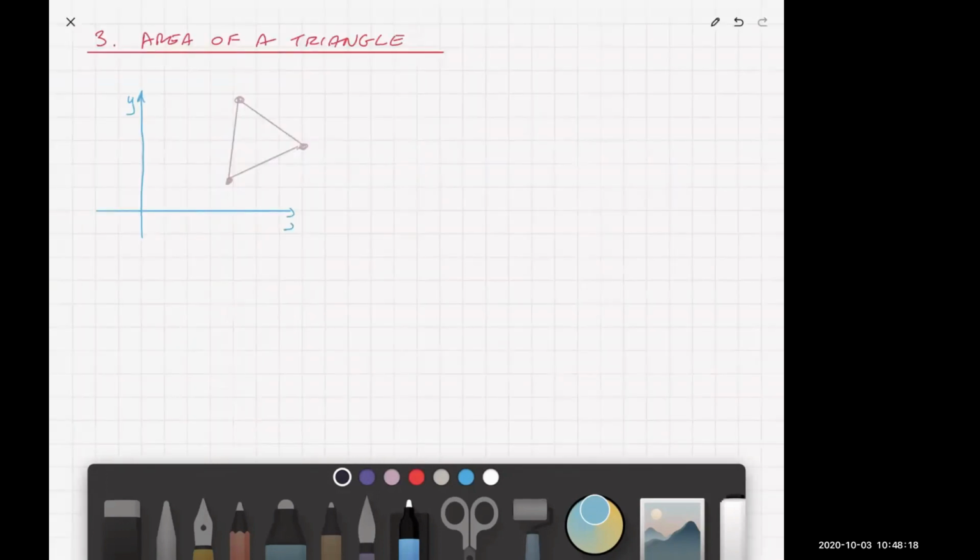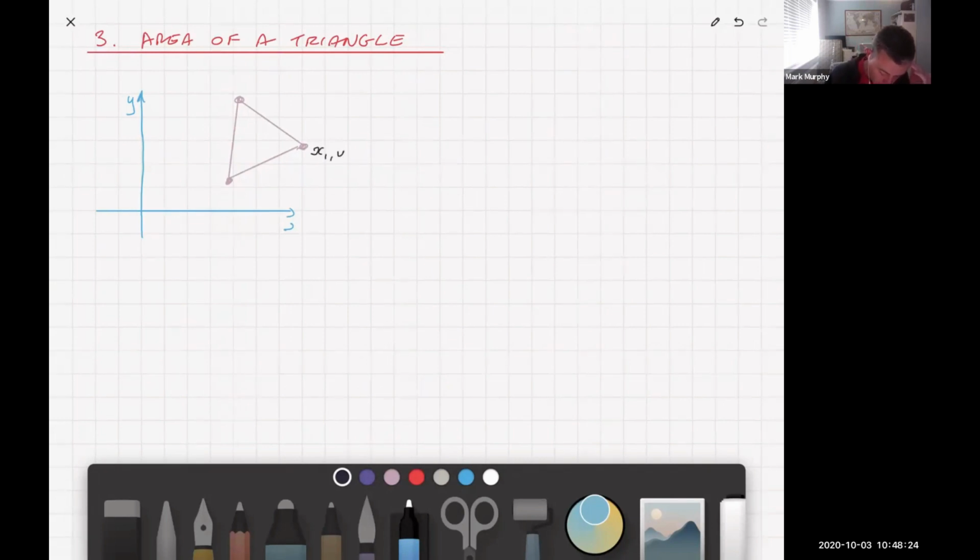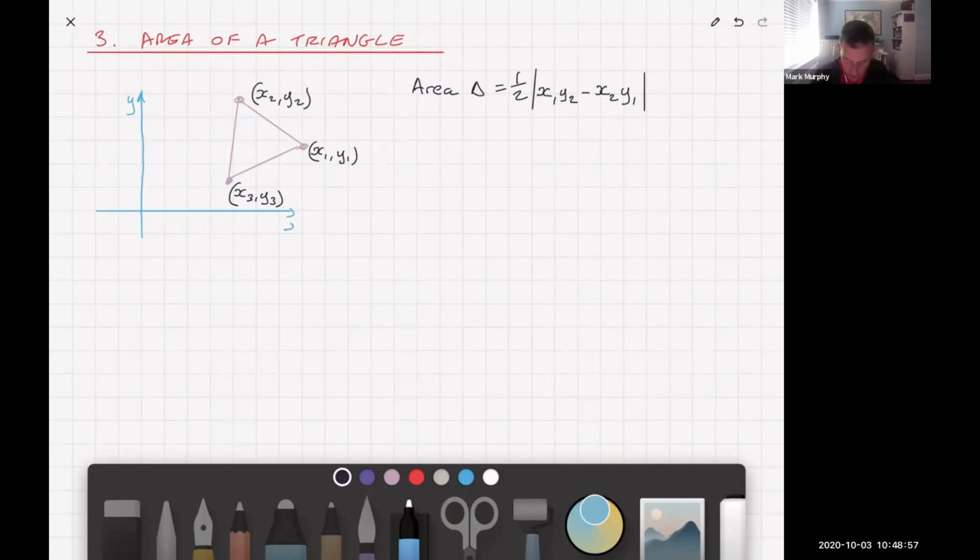Okay, right. So the area of a triangle. Let's say we have the coordinates. Let's call this x1, y1. This is x2, y2, and this is the coordinate x3, y3. Now, the area of a triangle, I don't have to go through the theory behind it, but the area of a triangle is equal to 1/2 times x1, y2 minus x2, y1. Just going to double check that to make sure it's right. Yes. Okay. So I'll put it in the red box.